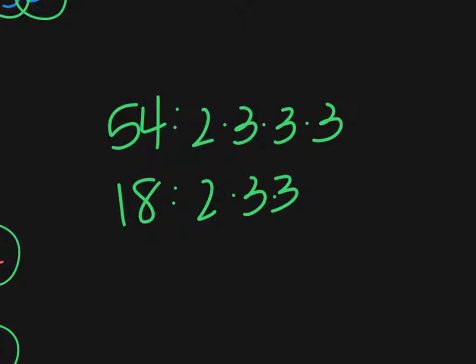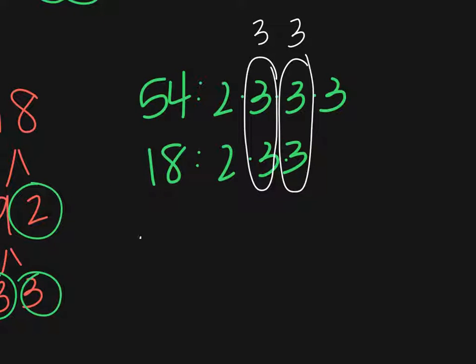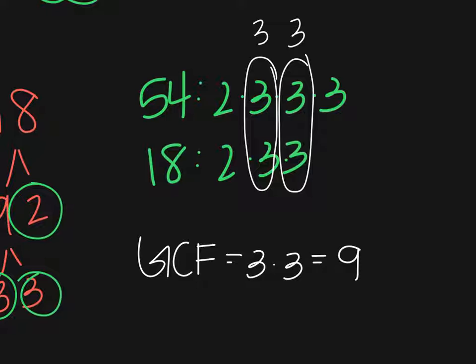Okay, so if I'm just looking at these two, I see that they have one 3 in common, and then they have another 3 in common. Now when there's multiple primes that they have in common, you do multiply them. So GCF is going to be one 3 times another 3, and that's going to equal 9, because they had two 3s in common. Okay, so the greatest common factor is 9.